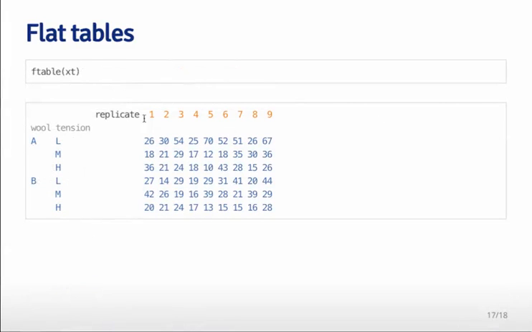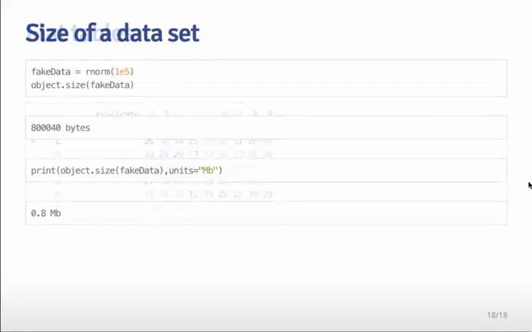You can make flat tables by taking the crosstabs that you made previously and applying the ftable command. And all that will do is summarize the data in a much smaller, more compact form, so it's easier to see when you have these large tables.